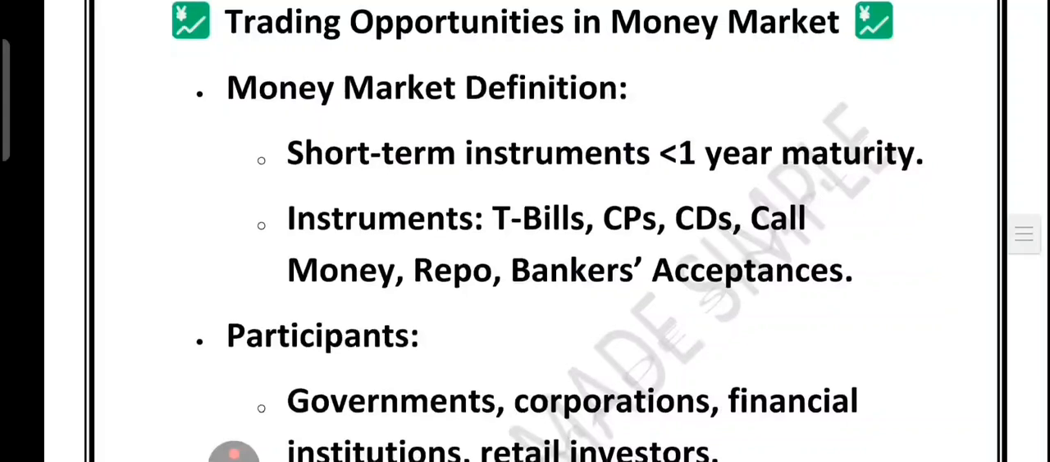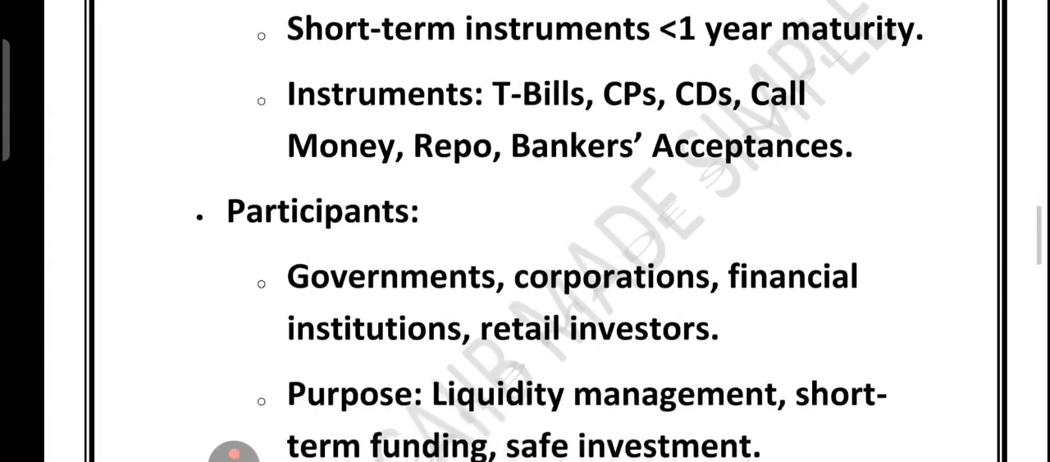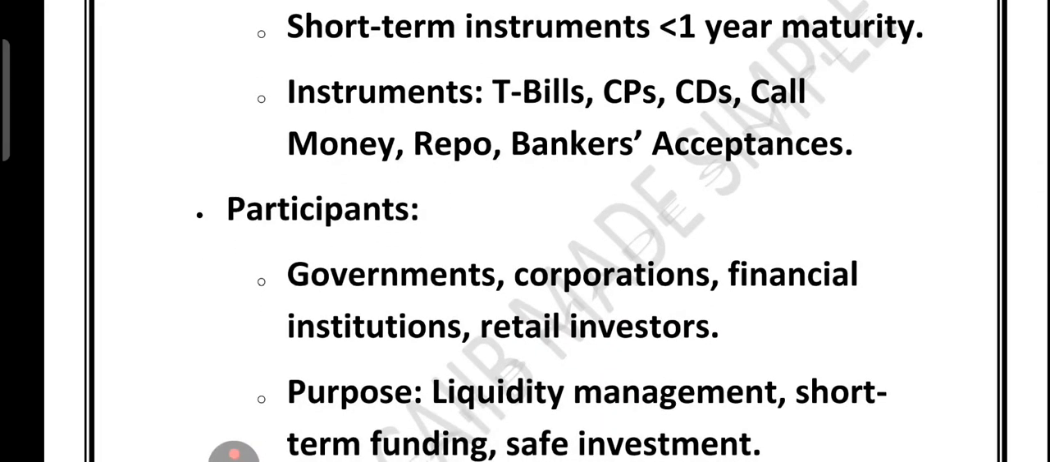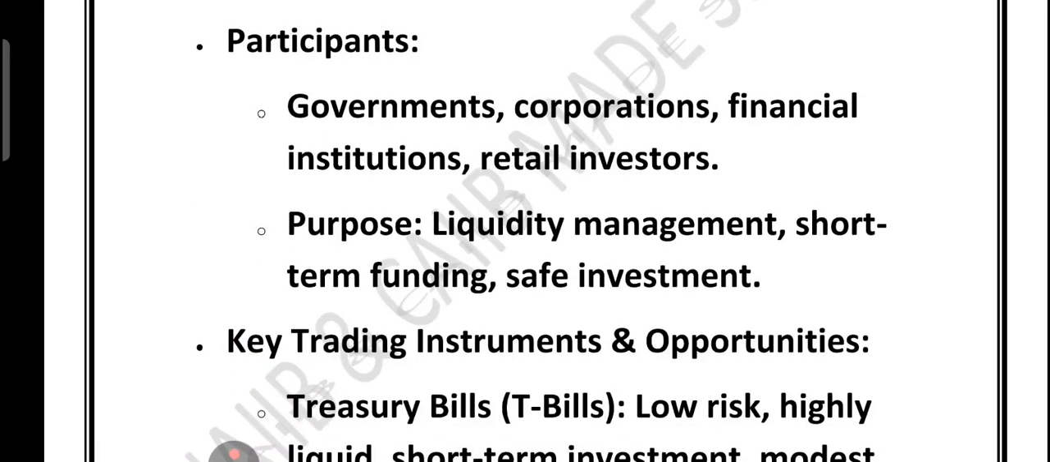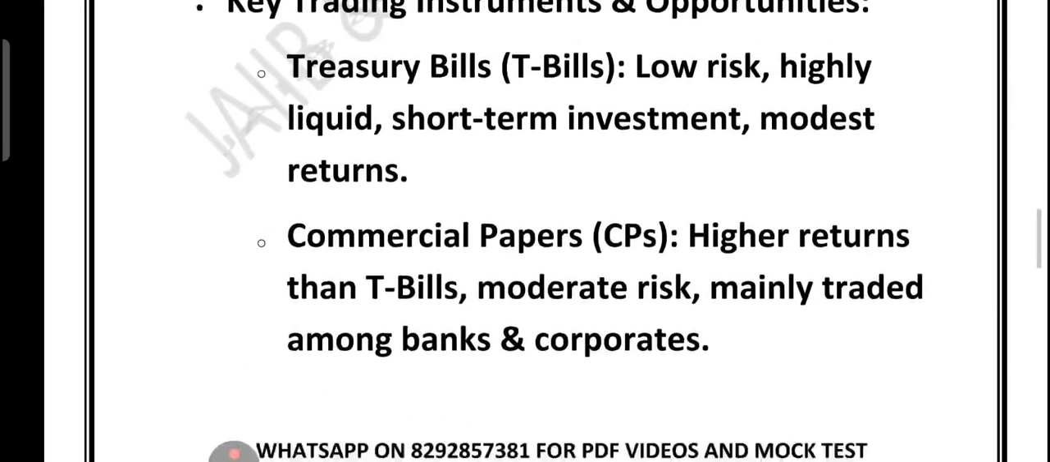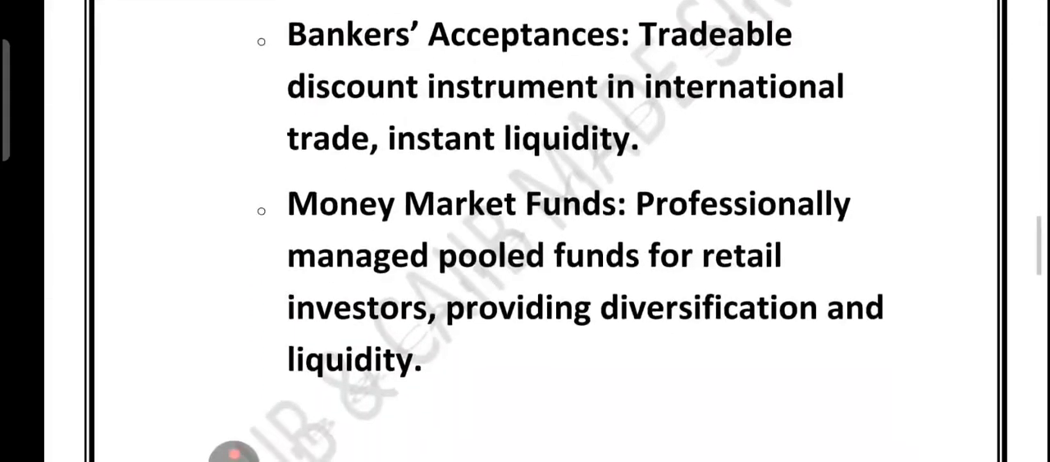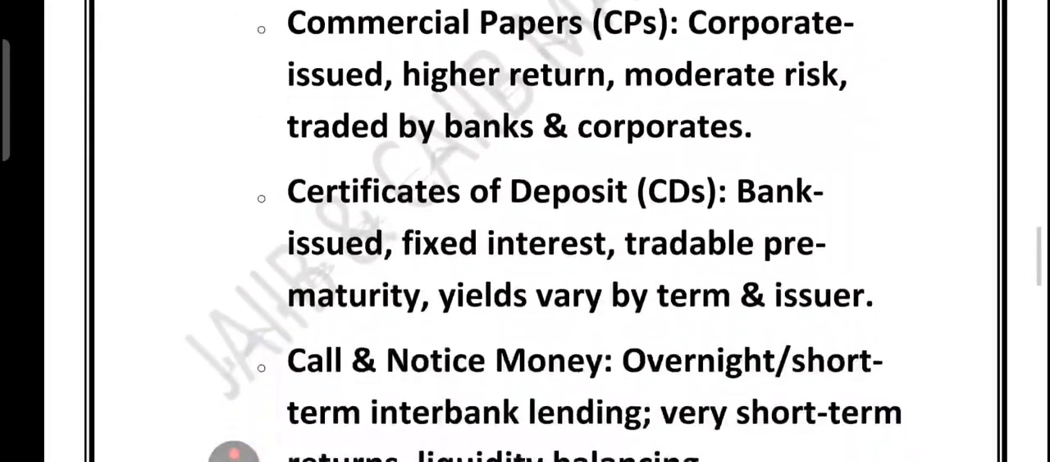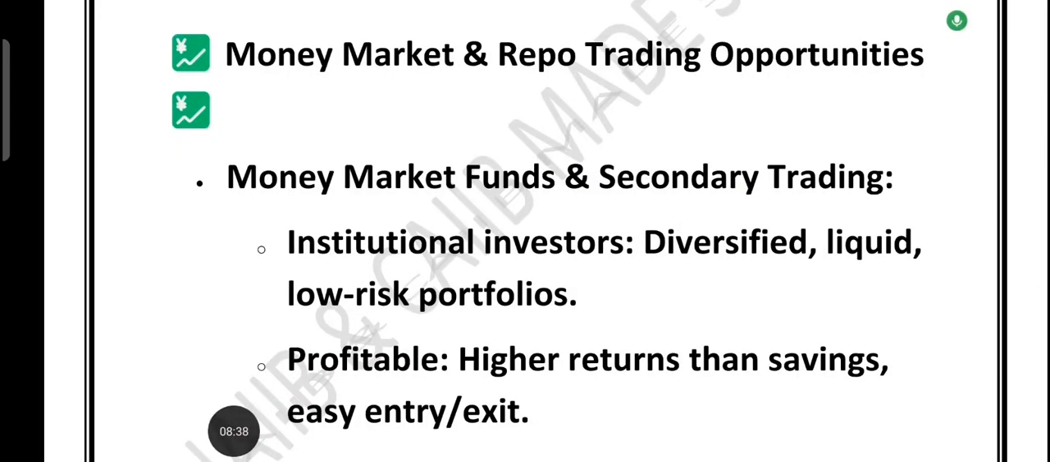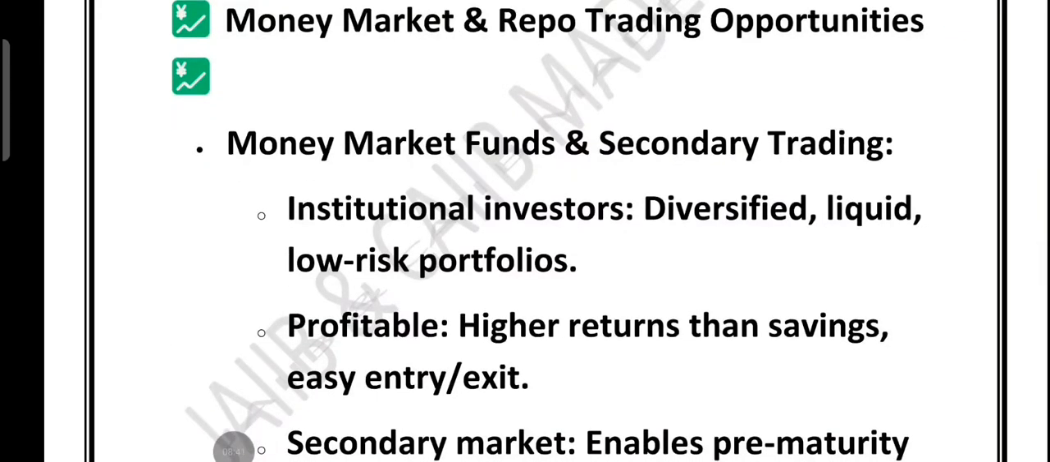Now let's talk about the trading opportunity in the money market. The money market is the market for short-term instruments with maturity less than 1 year. Common instruments include treasury bills, commercial paper, certificates of deposit, call money, repo, and banker's acceptance. Participants are government, corporations, financial institutions, and retail investors. We have already discussed these key instruments, so let's skip the part which we have covered. Let's simplify how investors and institutions can trade in the money market and repo for profit and liquidity.